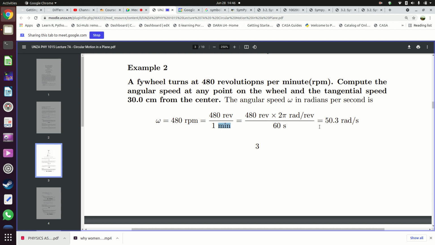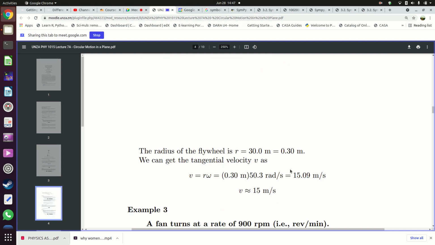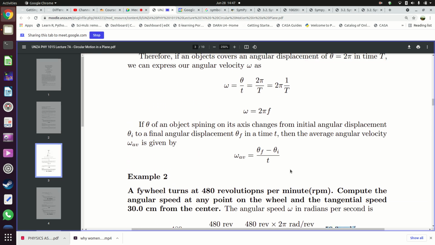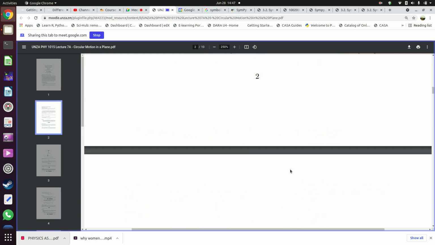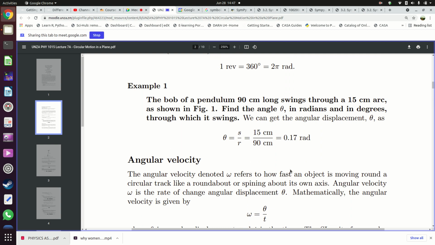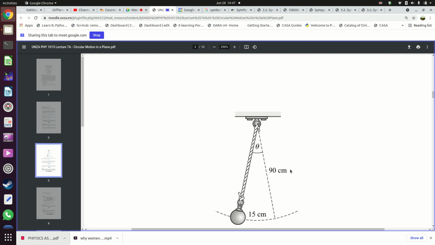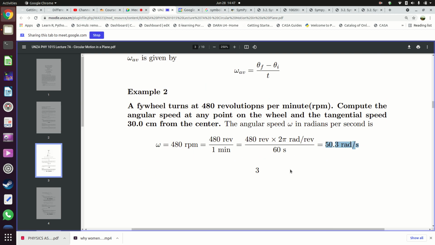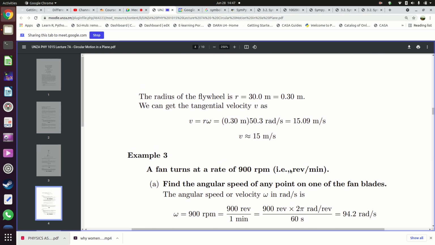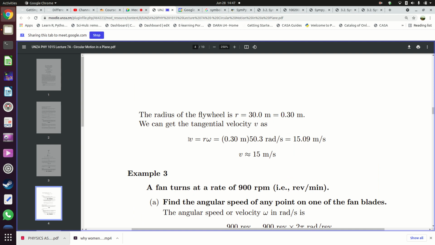So now that we have our radians per second, there is this bit. Find the tangential speed 30 centimeters from the center. So tangential speed is basically, did I show something else? What other relationship did I skip? Okay. There is also another relationship between the velocity in a straight line and angular velocity.